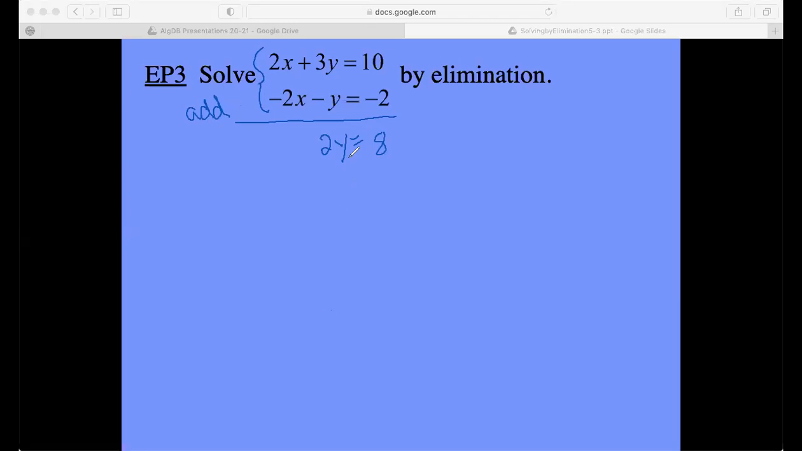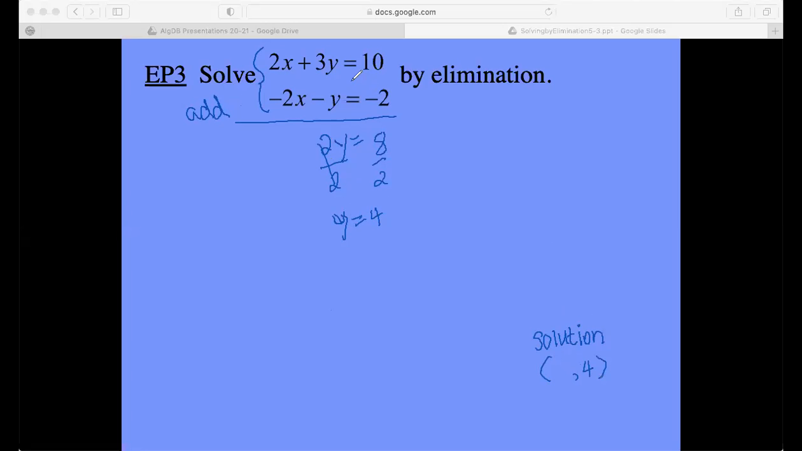So now I'm down to 2y equals 8. I'm going to divide both sides by 2. And I get that my y value of the system is 4. All right. Again, I'm going to write down here part of the solution that I know, which is that my y value is 4. So I'm going to have to find my x.